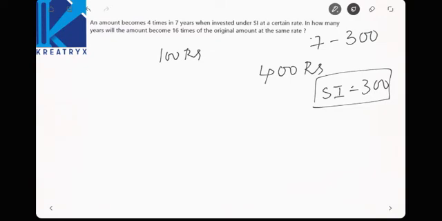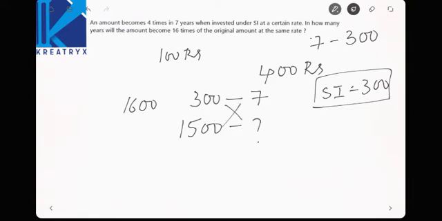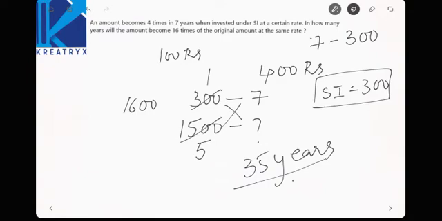Now in how many years will the amount become 16 times, right? 16 times means the amount 100 rupees has to become 1600. Now 100 rupees is your principal. Now what is the interest gained? 1500. Now see here, for 300 rupees interest it takes 7 years. For 1500 interest, what is the time period taken? Simplify it, you will get the answer. 3 ones are 3, 5 3s are 15. So it takes 35 years in order to become 16 times, right?